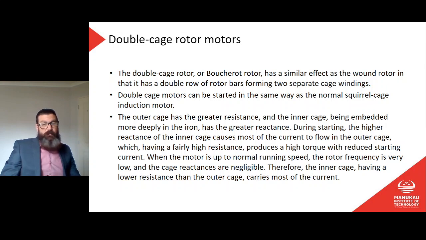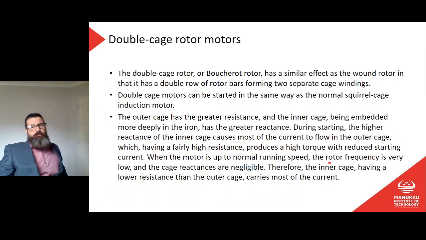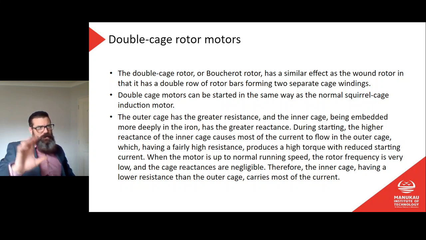When the motor is up to normal running speed, the rotor frequency is very low and the cage reactances are negligible. Therefore, the inner cage, having a lower resistance than the outer cage, carries most of the current. Just a quick point on that.